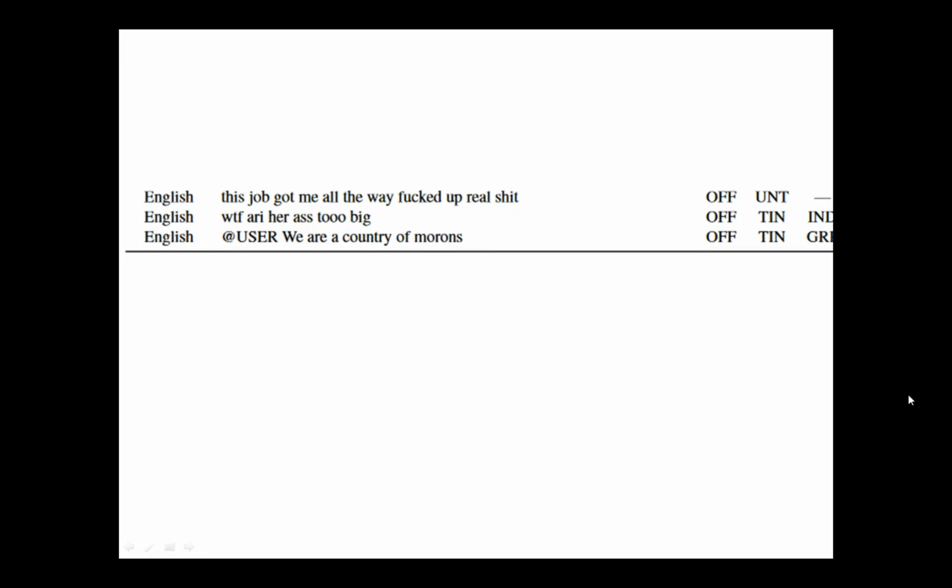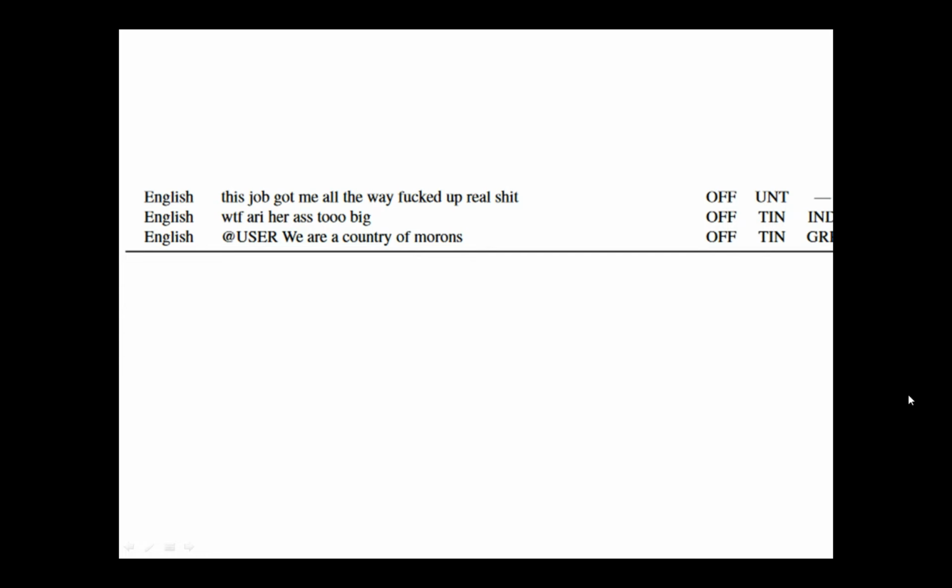Next one. He's saying something offensive and he's using the word her. You see that he is using HER. So the target is there. He is targeting women. So this is a targeted offense. And he is not talking about the whole community. He is talking about one woman. So it's individual: offensive, targeted offense, individual targeted offense. That is the second one.